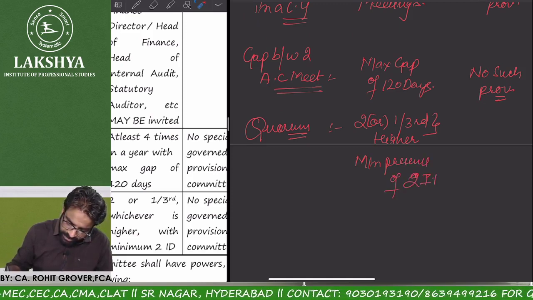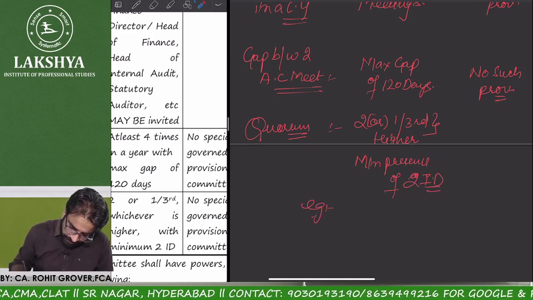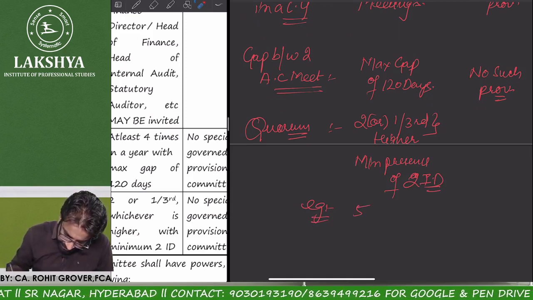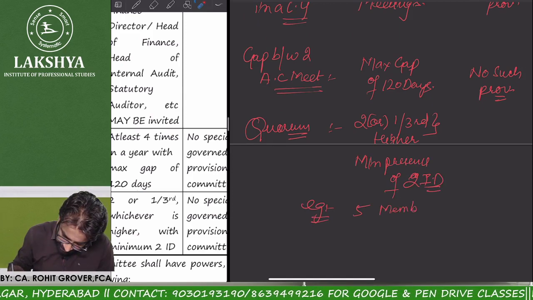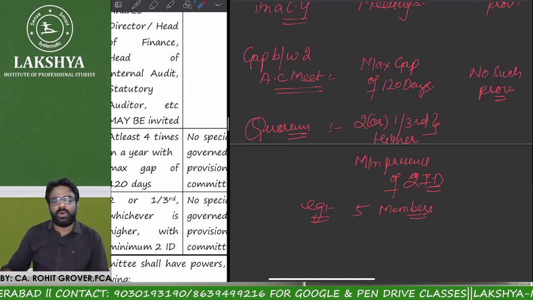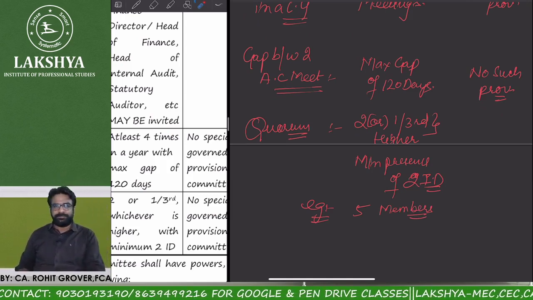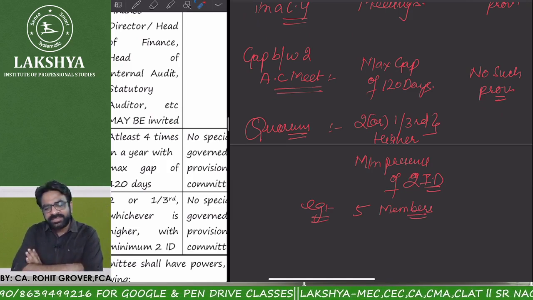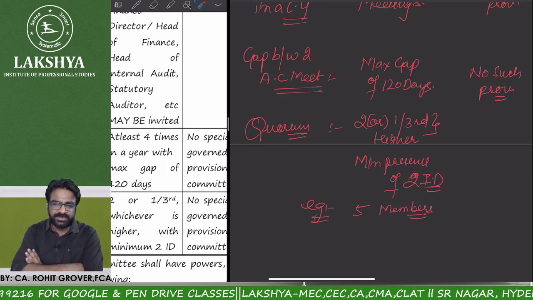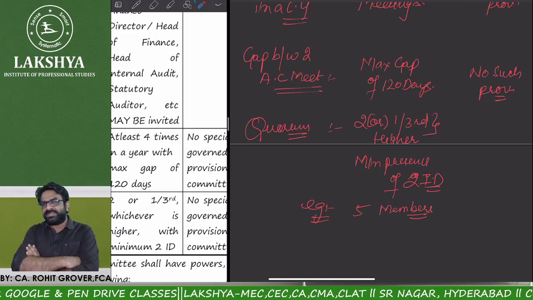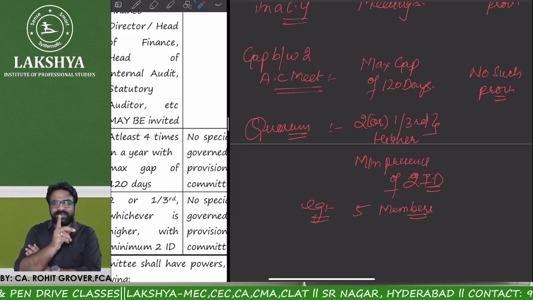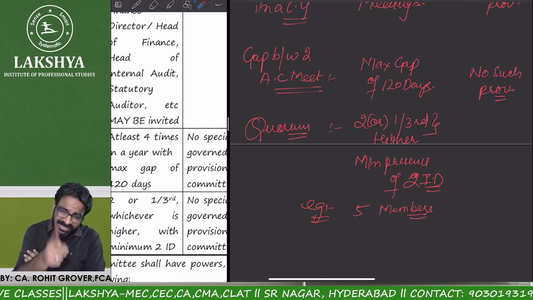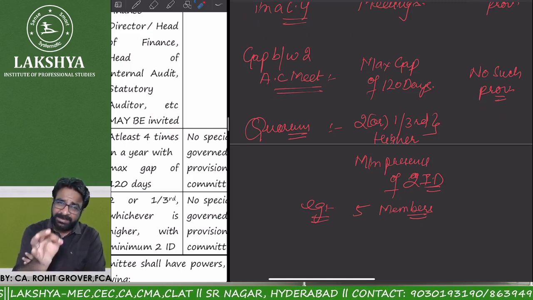Next point. With minimum presence of 2 independent directors. So let me give you one example here. There are total 5 members in the audit committee. What is the 2 or 1/3? What is the 1/3 of 5? Tell me. It is 1.666, right or not? 1.666 means 2. 2 or 2, whichever is higher, 2. Those 2 who are present in the meeting should be the independent directors.